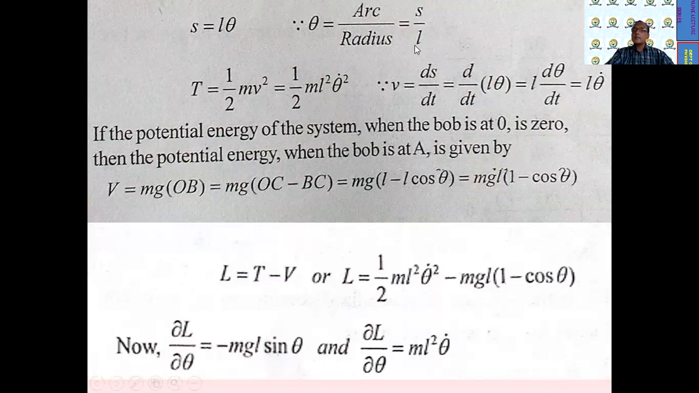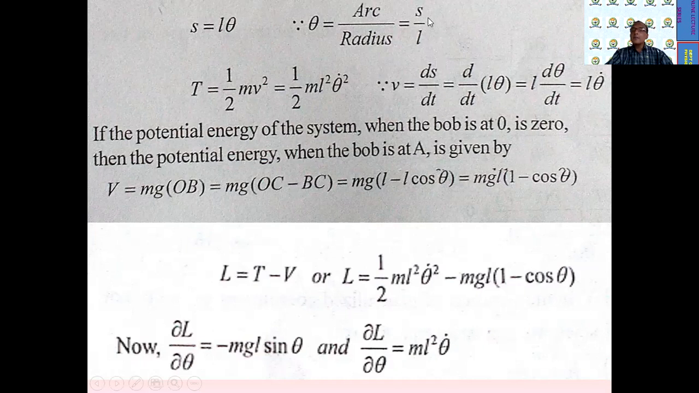Here arc is S, radius is L, and therefore T, that is the kinetic energy, as we know, is 1/2 mv², and therefore this should be equal to 1/2 m L² θ dot squared. How does θ dot squared come? Because we know v, that is the velocity, is the rate of change of displacement, that is ds/dt.